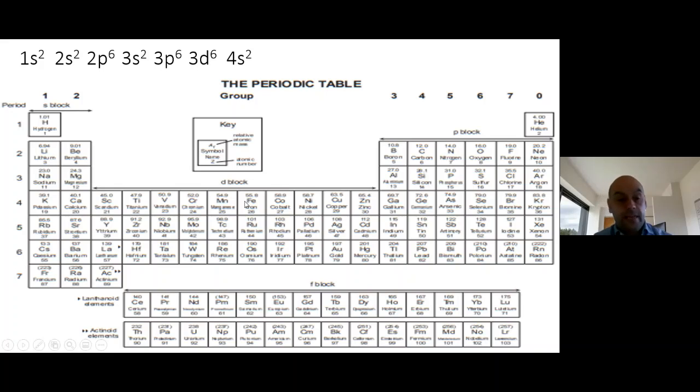And if you do ever get stuck with your configuration, you can also use the periodic table to help you. And I'll just run through that with you now. So you've got 1s, followed by 2s, followed by 2p, followed by 3s, followed by 3p, followed by 4s, followed by 3d. And there we are, 3d6.